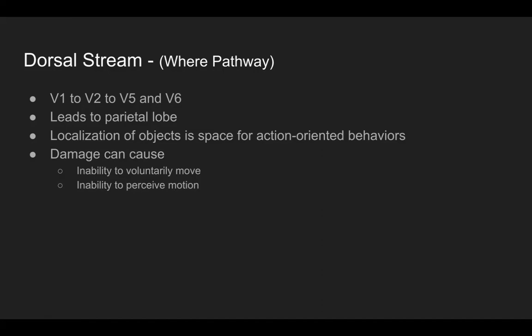So if you think about a lion running at you, this can allow you to move away from the lion, or if a ball is being thrown at you, you reaching your hand out to grab the ball. So that's what this area focuses on, is when you see something, how can you then move your body in response to that. So damage in this area can cause an inability to voluntarily move, and an inability to perceive motion.